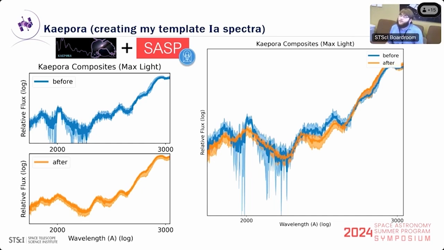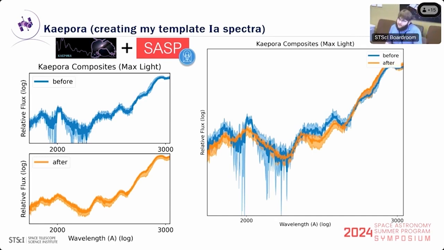It looks so much better and is consistent throughout the UV rather than getting really noisy the deeper you get into it, which is great. So yeah, this is the composite that I made, and this is the perfect template that we're going to be putting in. This will be the default 1A at maximum light.